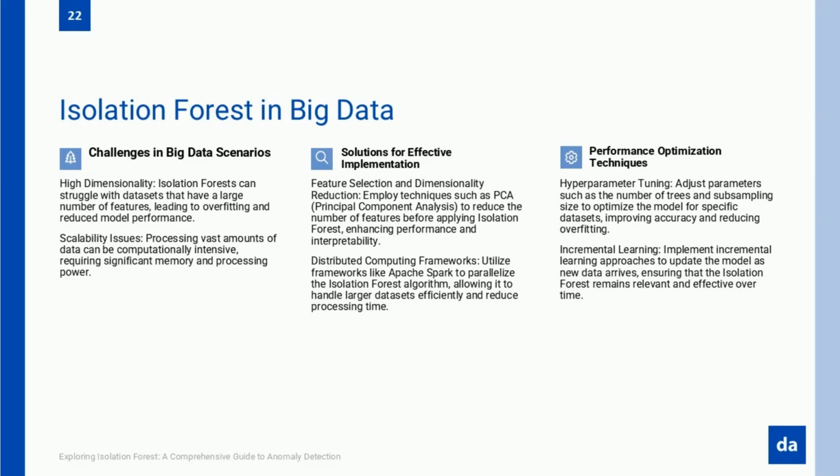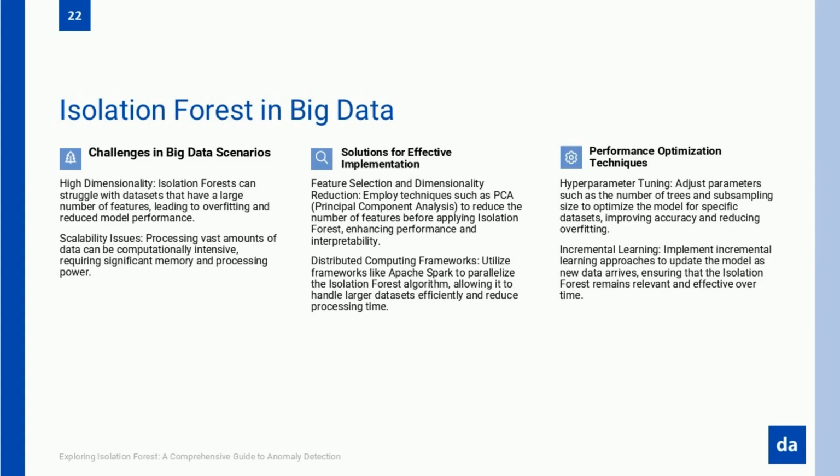Another approach is dimensionality reduction. Methods like principal component analysis, PCA, or t-SNE transform the dataset into a lower dimensional space while preserving its structure. PCA, for example, creates new features that capture the most variance in the data, helping isolation forest focus on the most informative patterns rather than getting lost in noise. By applying PCA before running isolation forest, we can often improve anomaly detection performance in datasets with hundreds or thousands of features.